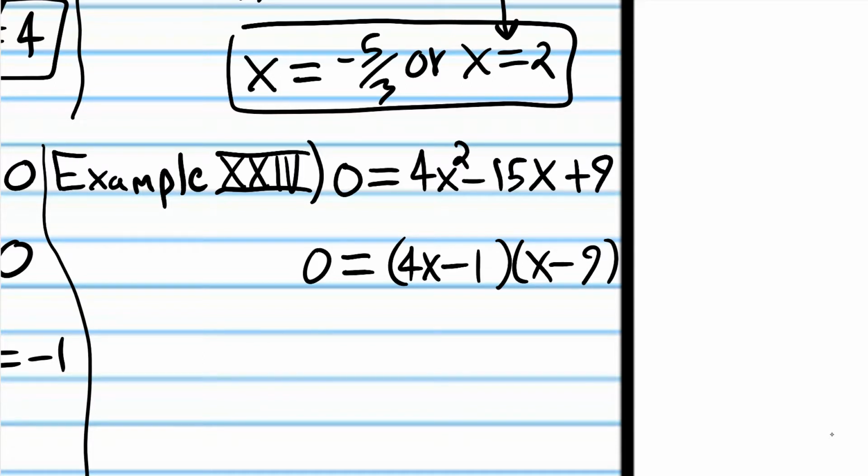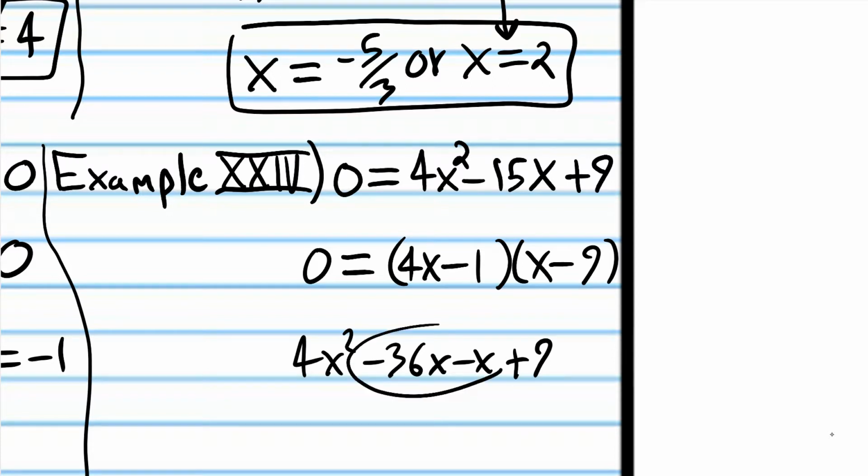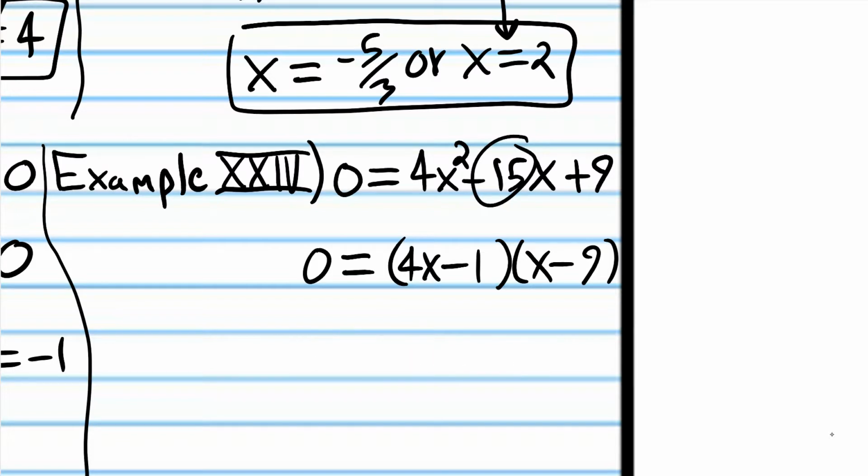And we do FOIL and we get 4x squared minus 36x minus x plus 9, and negative 36x minus x is negative 37x. That's nowhere near negative 15. And so before I abandon those two numbers, I'm going to switch them. So I now have 9 over here and 1 over here. Now we're going to do FOIL again.